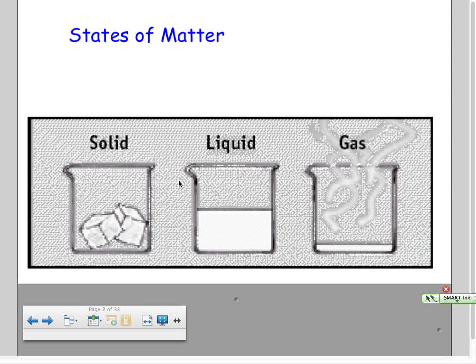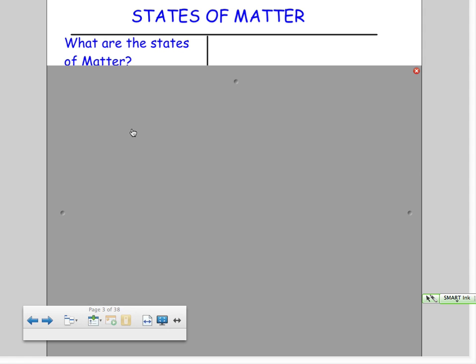All matter is made out of one thing. Do you know what it is? That's right. If you guessed atoms, you're correct. And every single atom can be in the state of either a solid, liquid, or gas. So let's begin with some notes.